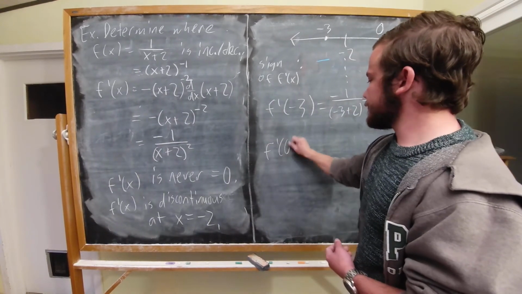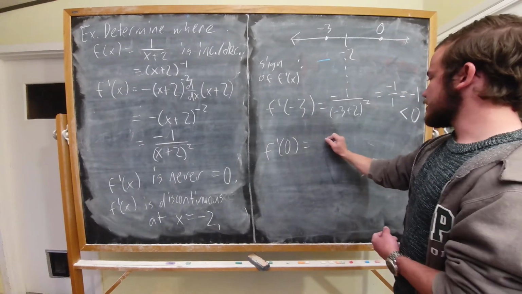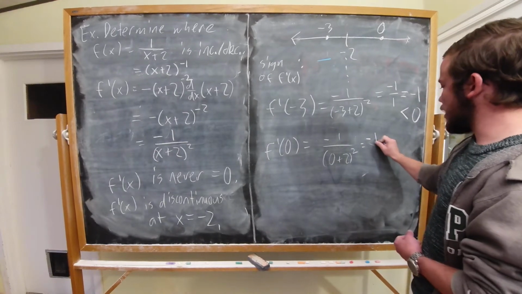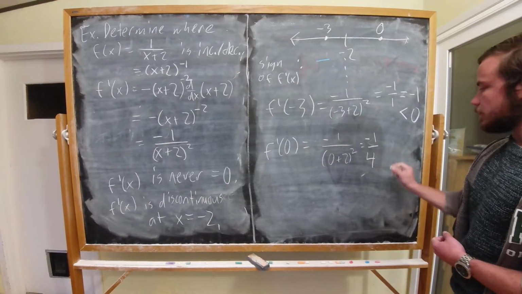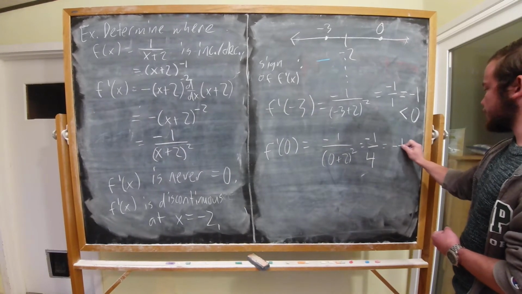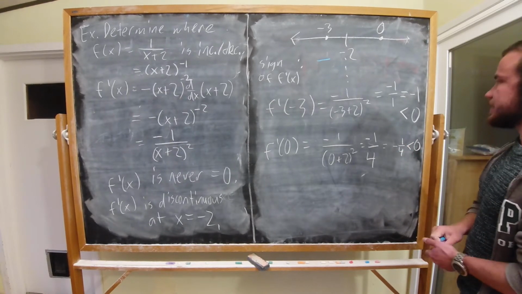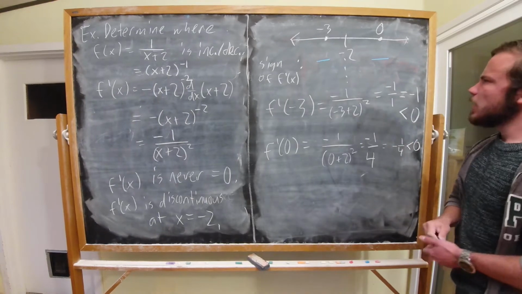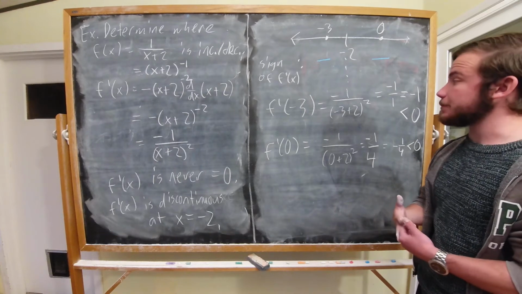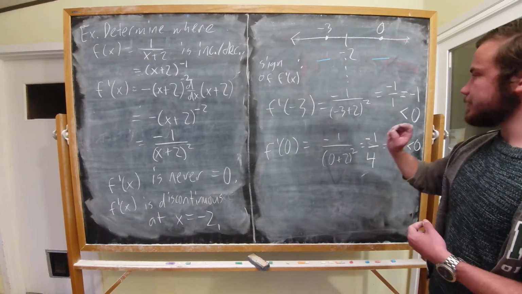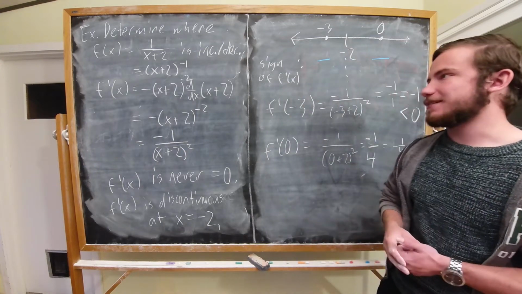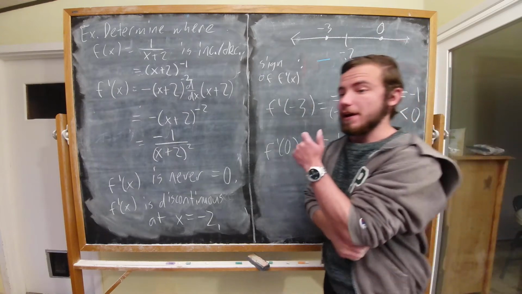How about f prime of 0? F prime of 0 is negative 1 divided by 0 plus 2 squared. That's negative 1 divided by 4. Right? 0 plus 2 is 2, squared is 4. So that's negative 1/4, which is again less than 0. So it looks like that function is actually going to be decreasing everywhere except at, well, negative 2, where the derivative is undefined. In fact, the function itself is undefined there.